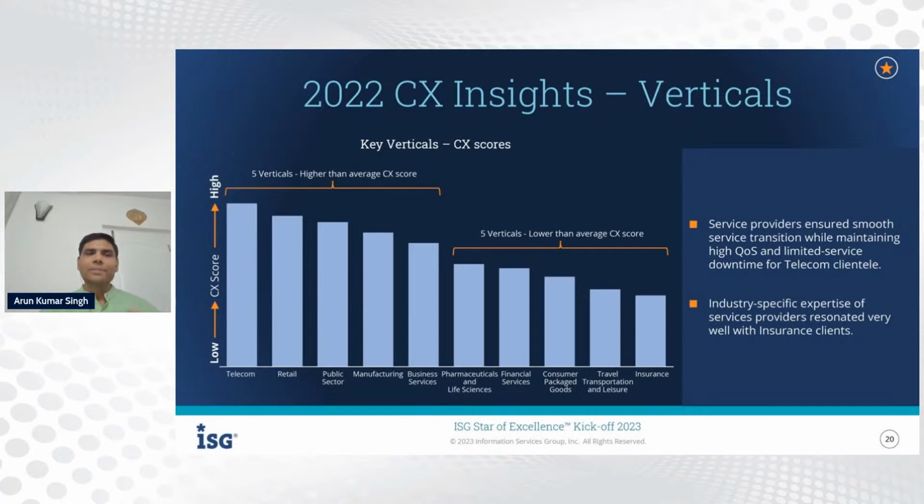Here on the left-hand side, the telecom sector saw a higher than average CX score, where it continued to witness headway across the technological, regulatory, and market competitiveness aspects. Three areas led to a high CX score for the service provider community here. First, smooth service transition from telecom clients or incumbent service providers. Second, limited service downtime. And third, maintaining a high quality of service.